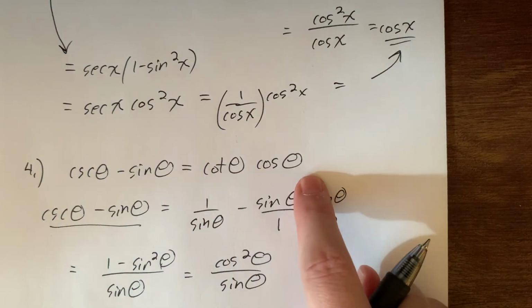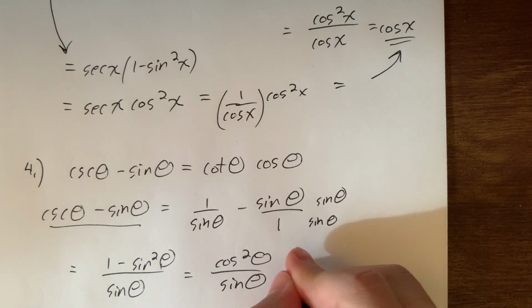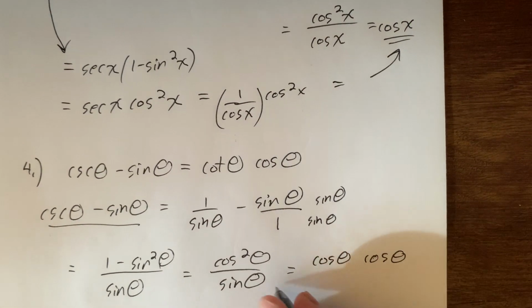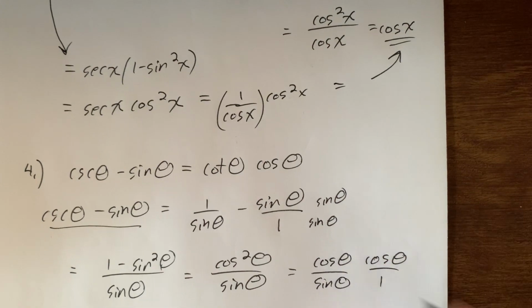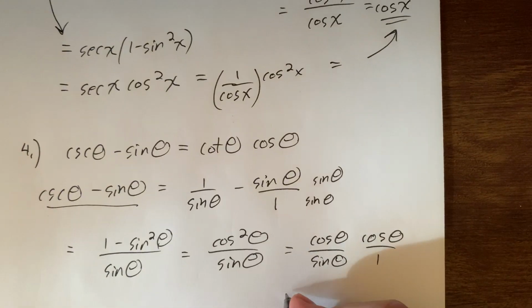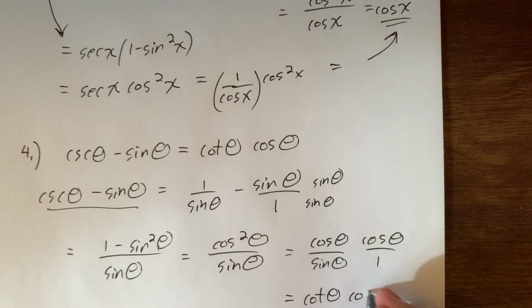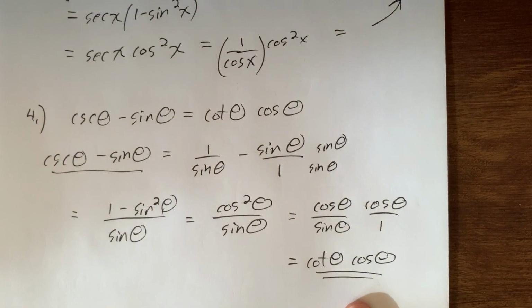Cosine over sine times cosine. That's exactly what we have right here. Cosine squared is cosine times cosine, but there's only one sine. So put it in one of the expressions, the other is treated as over 1, and there's our cotangent and the cosine. Started with the left side, finished with the right.